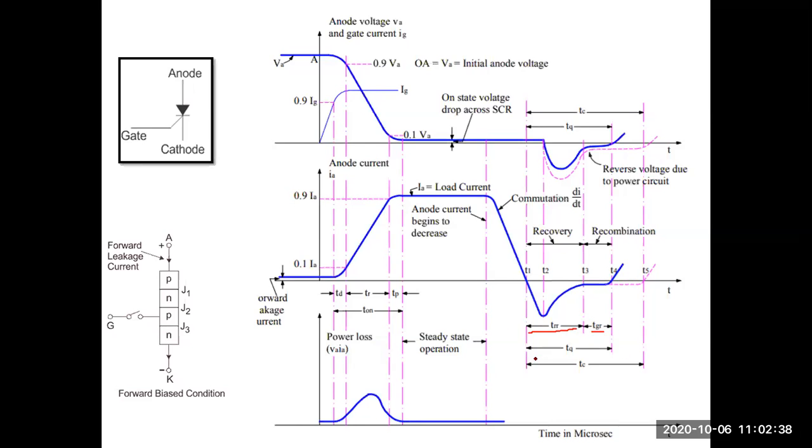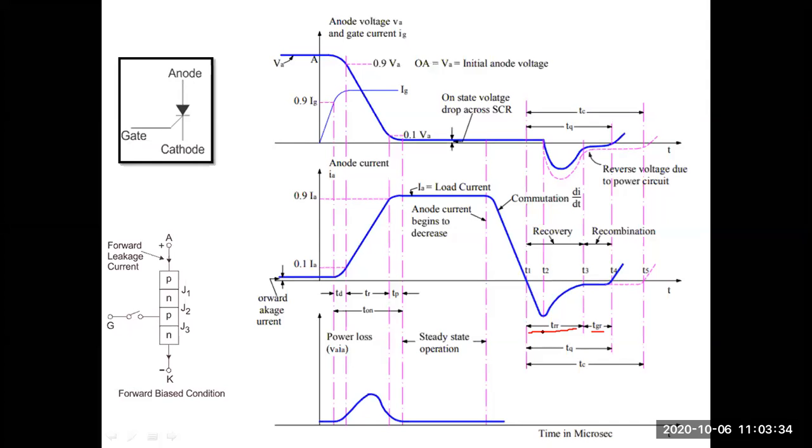So where TQ is the total circuit, sorry, and here you can see this reverse voltage due to the power circuit. This is the total turn on time, and here we apply the reverse voltage, that means the anode is fed with negative and the cathode is fed with positive. So this reverse voltage is applied. Then what about its behavior? It resembles a diode's reverse recovery characteristics, right?